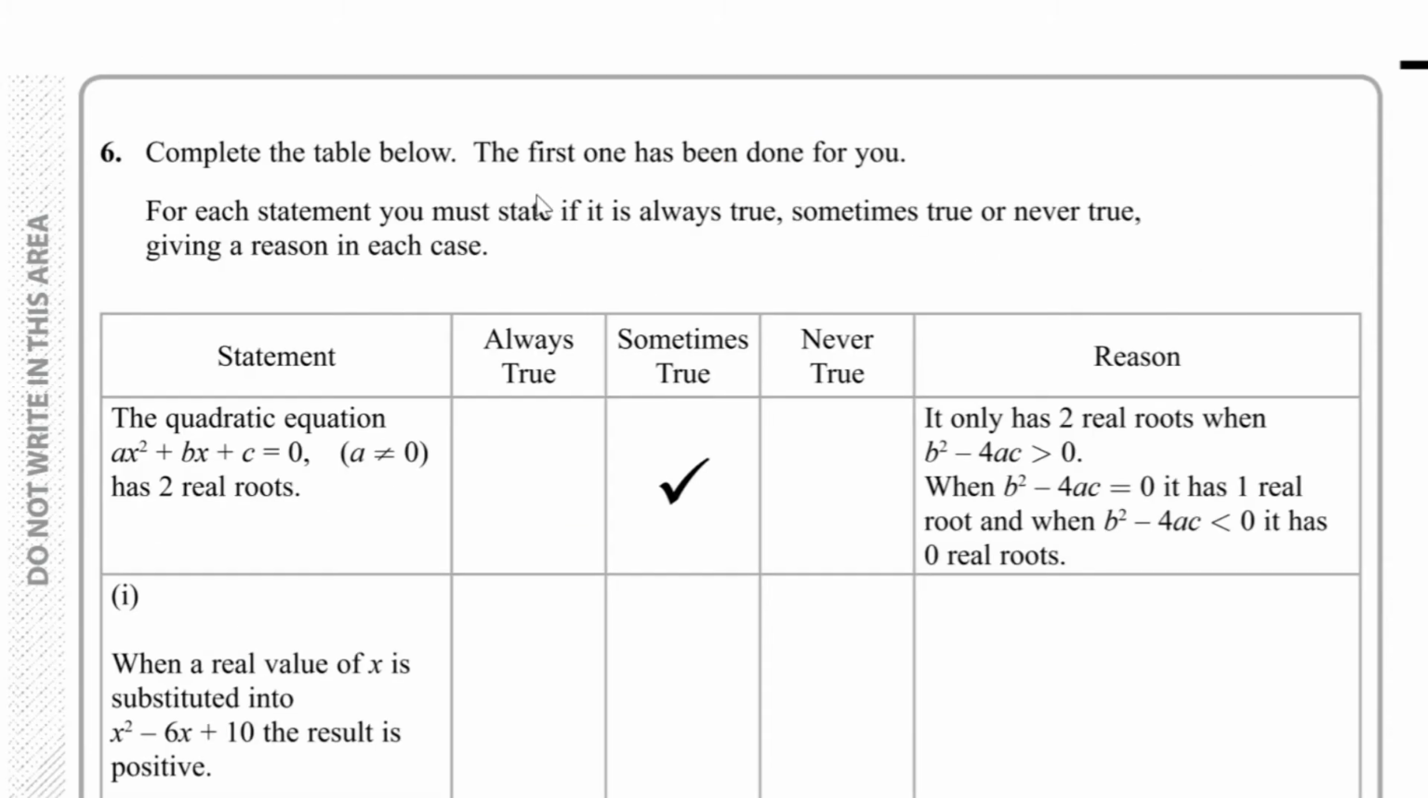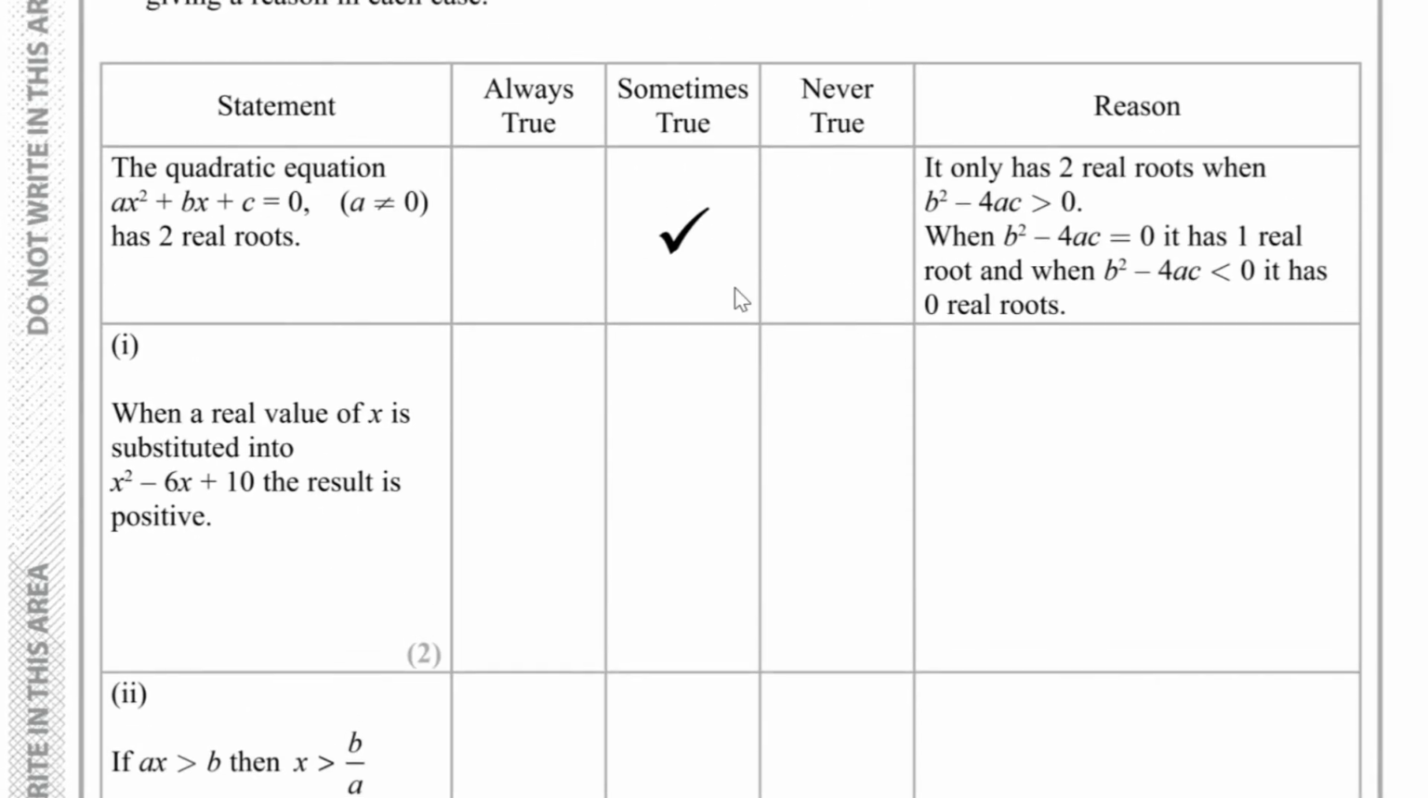Question number 6. We have to complete the table below. The first one has been done for you. For each statement, you must state if it is always true, sometimes true, or never true, giving a reason in each case. Well, let's take a look at the first one. We've got the quadratic equation ax squared plus bx plus c equals 0, where a doesn't equal 0. This has two real roots.